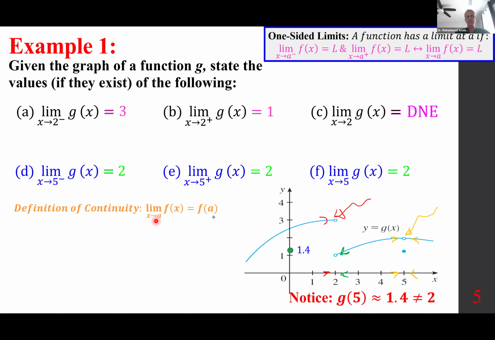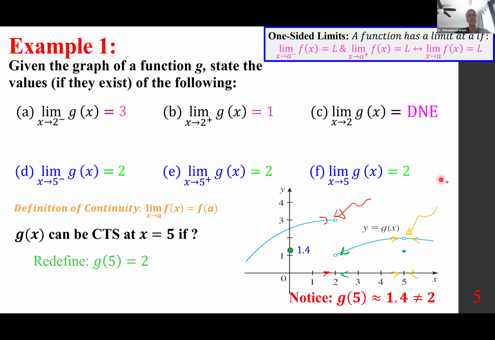So g of x can be continuous at x equals 5 if we just redefine it, because this is a removable discontinuity. All you have to do is fix this by redefining the functional value to be equal to the limit. Because the limit exists, we can fix it. In other words, if the limit exists, it's fixable, it's removable. However, this one, there is nothing we can do to fix it because the limit does not exist. It's a jump, and there is no way to fix it.